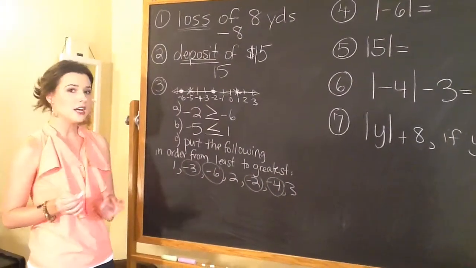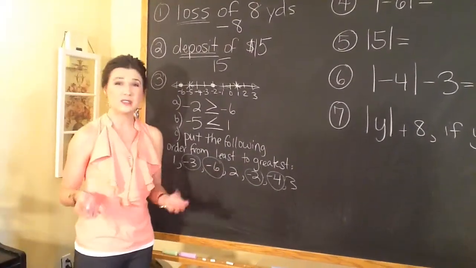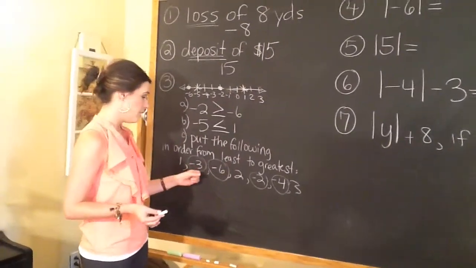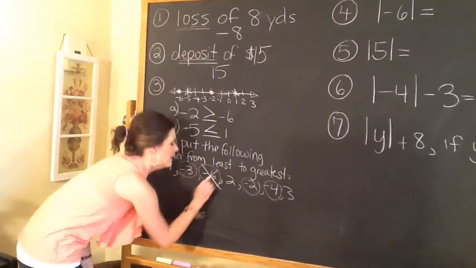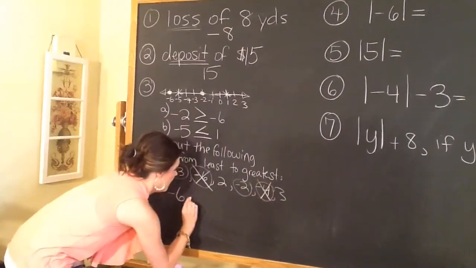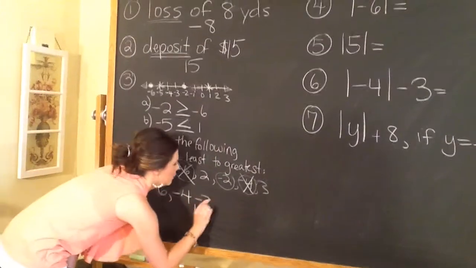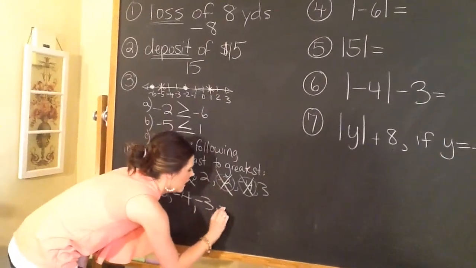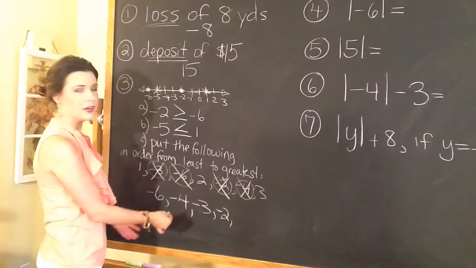Now if you remember what I just said, the bigger the negative number is, it's actually the smallest it is. So we have negative 3, negative 6, negative 2, negative 4. So that means that negative 6 is the smallest. Then we go negative 4. Then we have negative 3. Then negative 2.